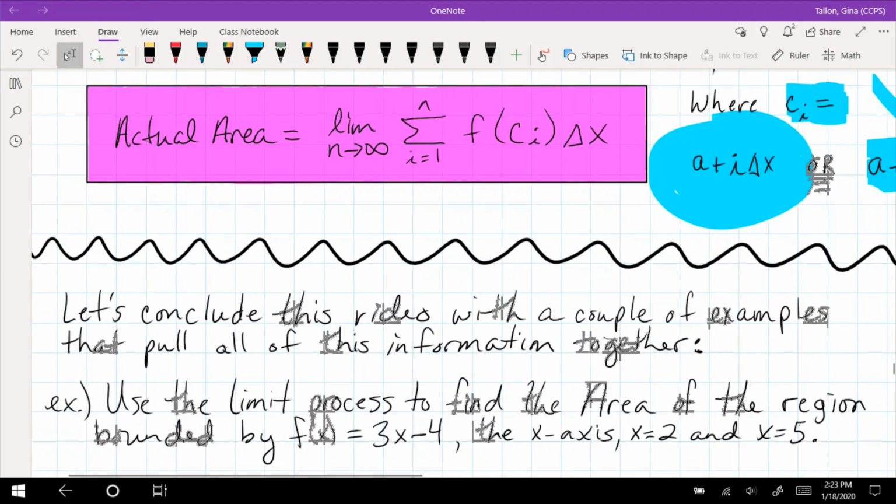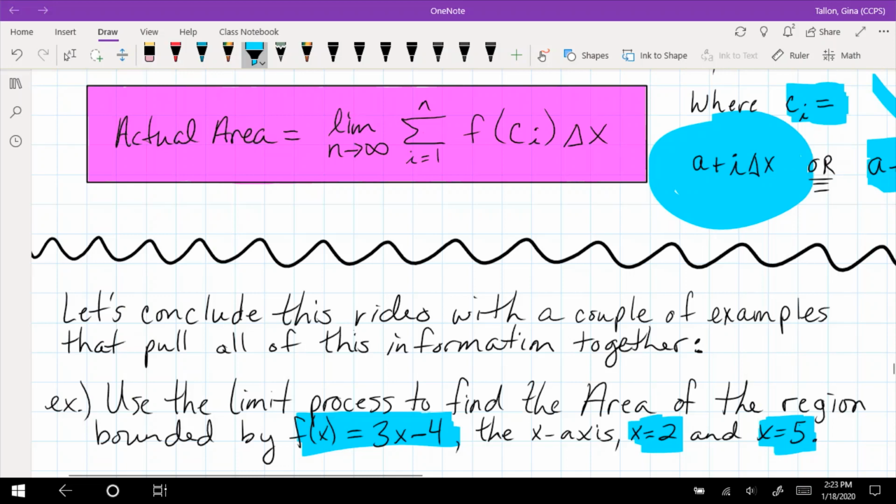First example. Use the limit process to find the area of the region bounded by f of x equals 3x minus 4, the x-axis, x equals 2, and x equals 5. I am giving you the function. I am giving you your interval between 2 and 5, and I want it bounded by the x-axis. And I hope everybody can agree that 3x minus 4 is definitely going to be an increasing function on the interval between 2 and 5.